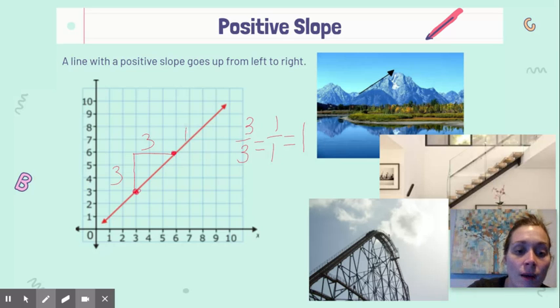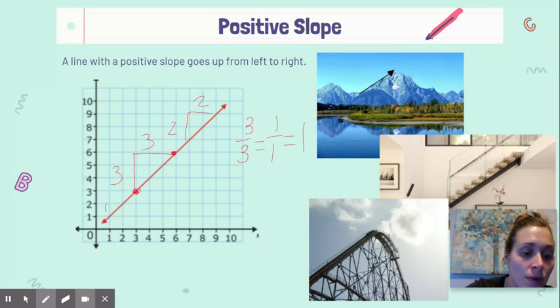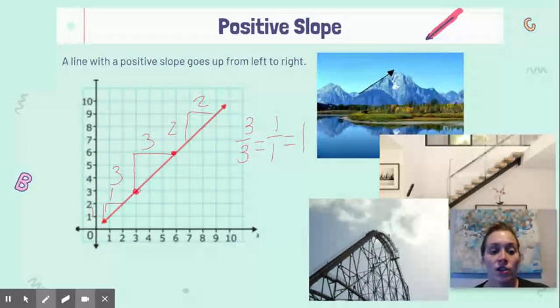Maybe you went up 2 over 2. 2 over 2 still simplifies to 1. Or maybe you just went up 1 over 1. 1 over 1 simplifies to just 1. So no matter what 2 points you use, we should get the slope 1. Notice it's positive 1 because the line is going up.